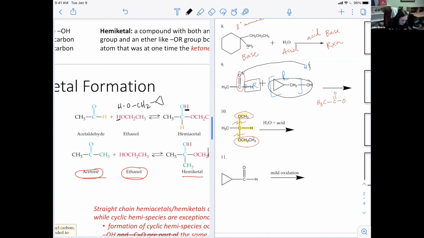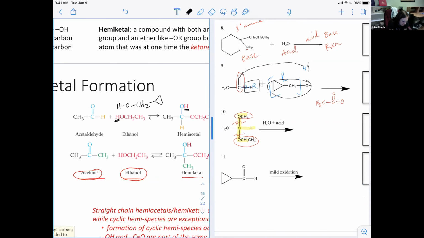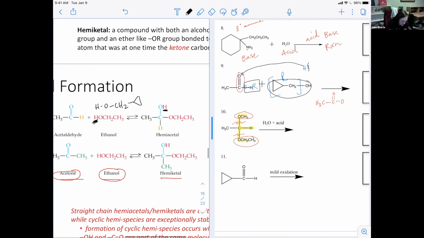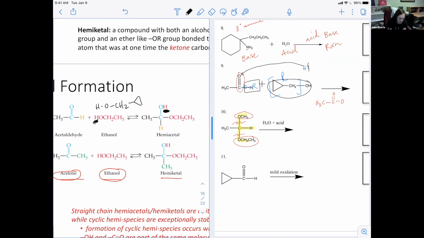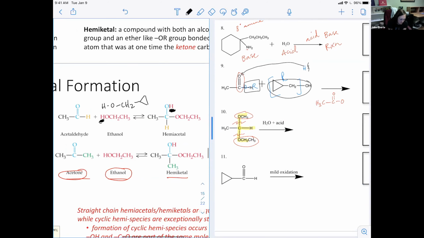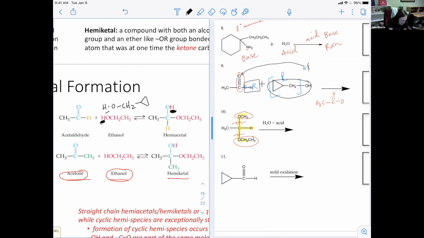This hydrogen right here, look on the product side. It's right here. Now see that? And the rest of this ethanol is bonded right here, directly to the carbon. Nothing about it has changed.